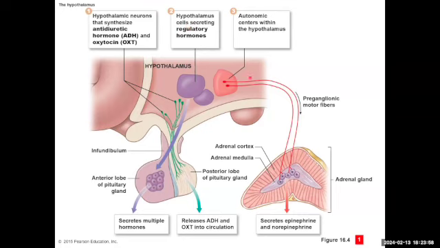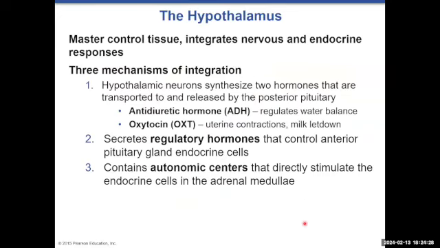And then lastly, there are actually nerve fibers. As you can see here, there are nerve fibers connected from the hypothalamus directly to the adrenal glands. These directly stimulate the adrenal glands to produce their hormones, epinephrine and norepinephrine. We'll talk about that later as well. So again, very important, please don't forget: the hypothalamus secretes regulatory hormones that control the anterior pituitary gland. And we also have autonomic centers that directly stimulate the adrenal glands. And these are the two hormones that the hypothalamus itself makes.